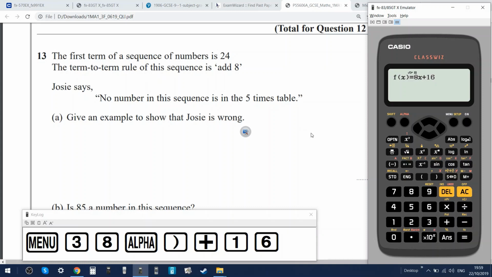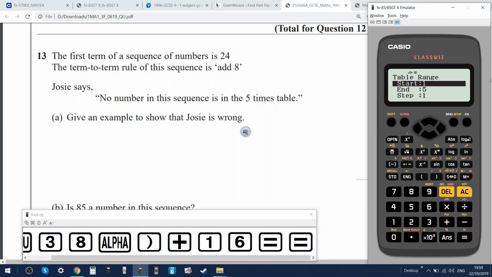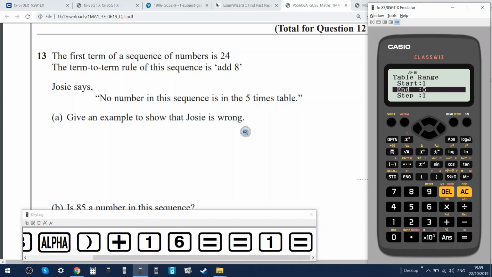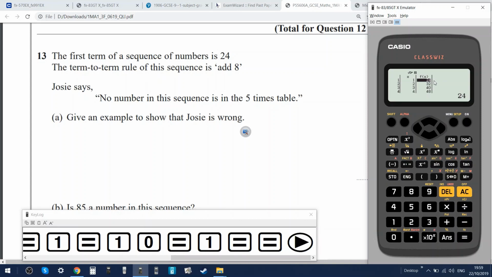So, okay, that is it. Press equals. We only need 1 times table. Leave it blank. Start at 1, stop at 10. Go in steps of 1. Seems fine. This is the sequence they say, and the first number is 24. And it is plus 8 every single time.